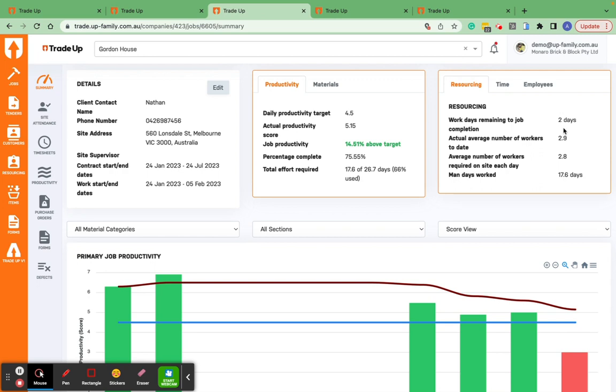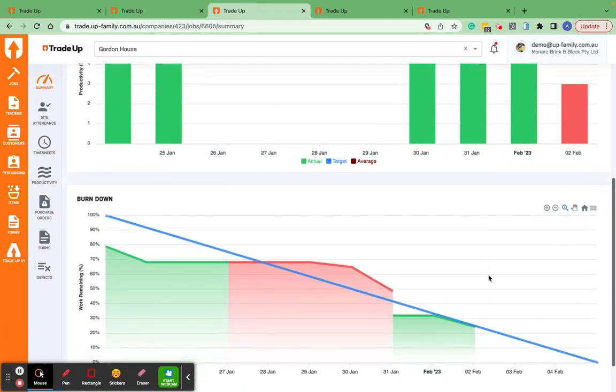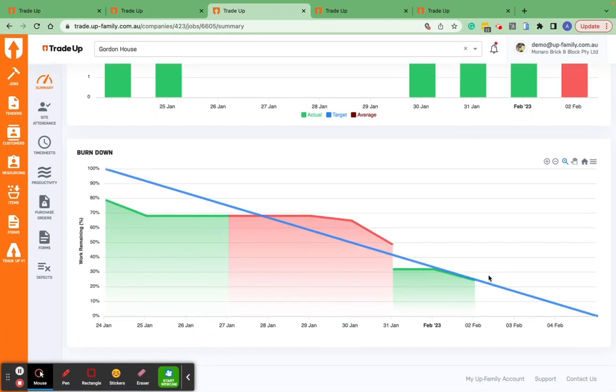He can see how many work days he's got left to do the job, how many people he's been having on site every day so far, and how many he needs to finish the job. So he knows he's going to go just perfectly right there if he keeps going. And you can look down here on his burn down graph and see that if he keeps going, he's going to finish the job right on time.